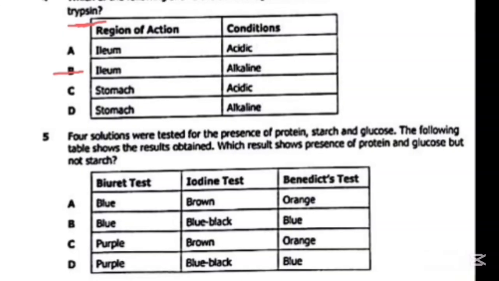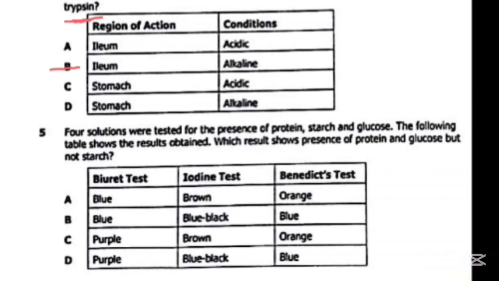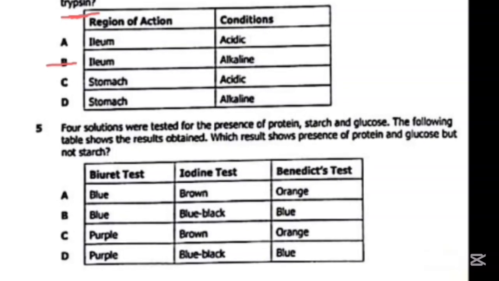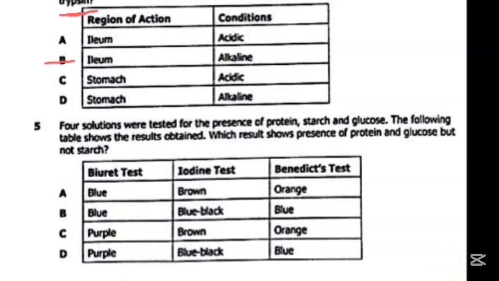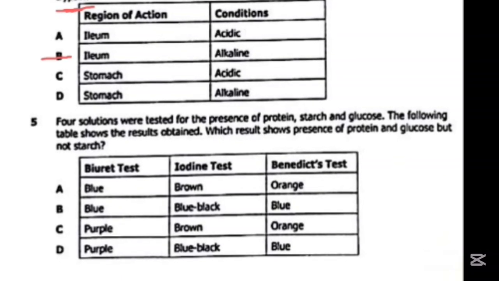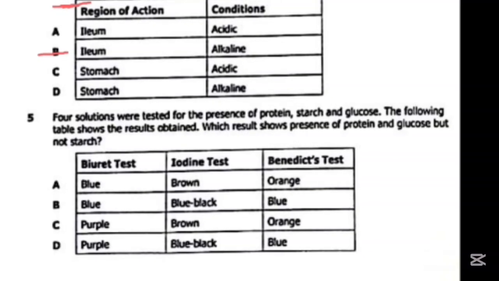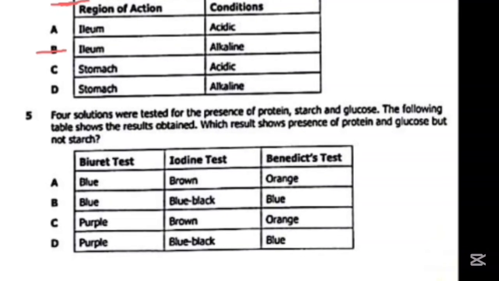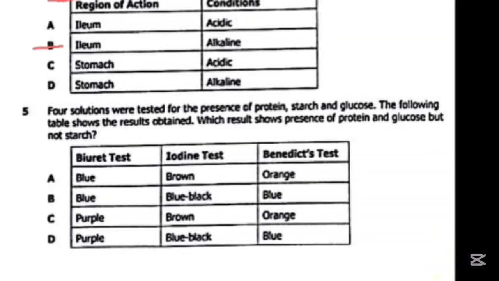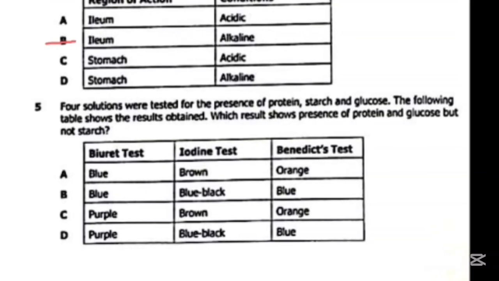Four solutions were tested for the presence of protein, starch, and glucose. The following table shows the results obtained. Which result shows presence of protein and glucose but not starch? So this is an experiment where they were testing the presence of starch, proteins, or glucose. We know that whenever we are testing the presence of starch, we use iodine.